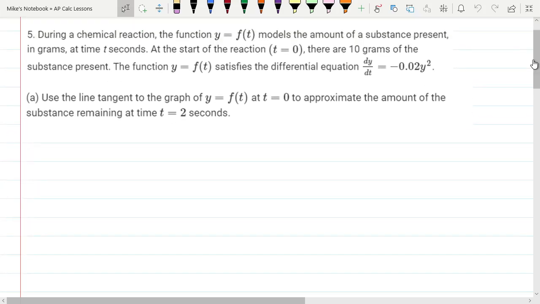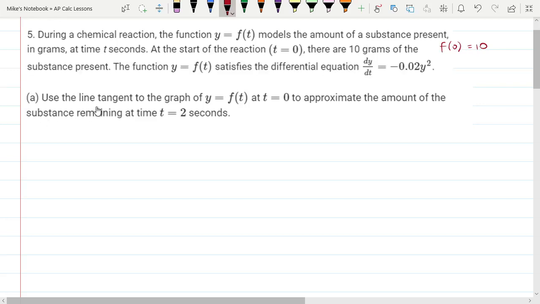So during a chemical reaction, the function y equals f of t models the amount of a substance present in grams at time t seconds. At the start of the reaction, meaning time t equals 0, there are 10 grams of the substance present. So in other words, they're telling you right there that f of 0 equals 10. It says the function y equals f of t satisfies the differential equation dy/dt equals negative 0.02 y squared. So that's your differential equation that y equals f of t is actually the solution to.